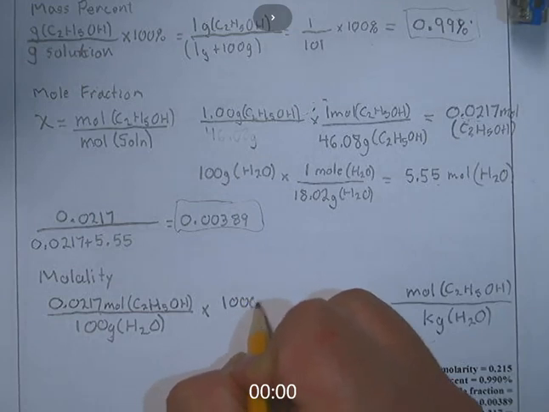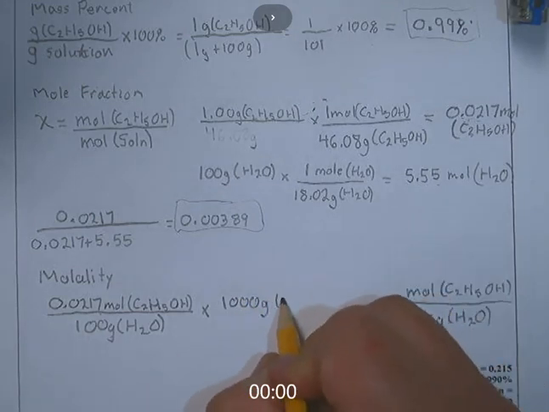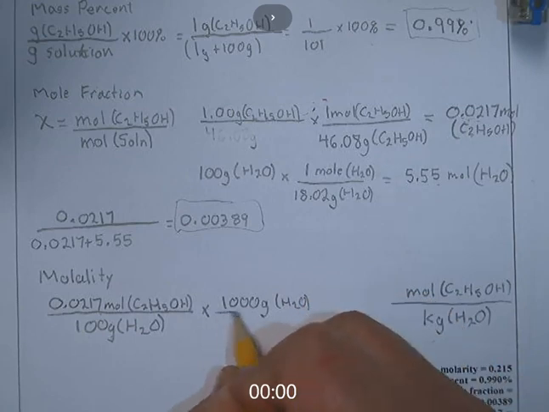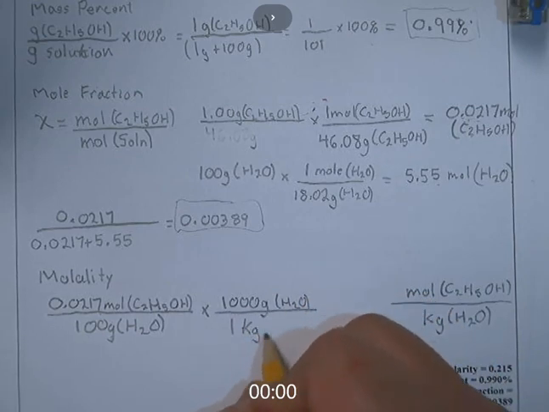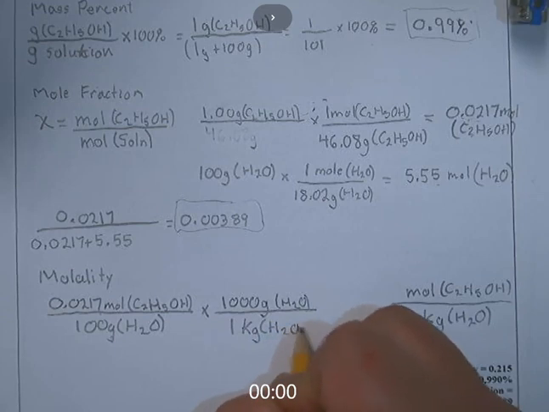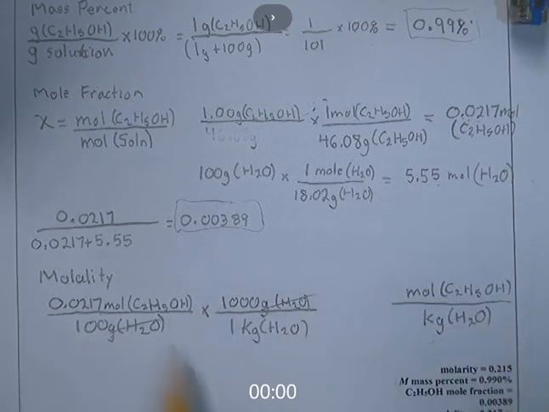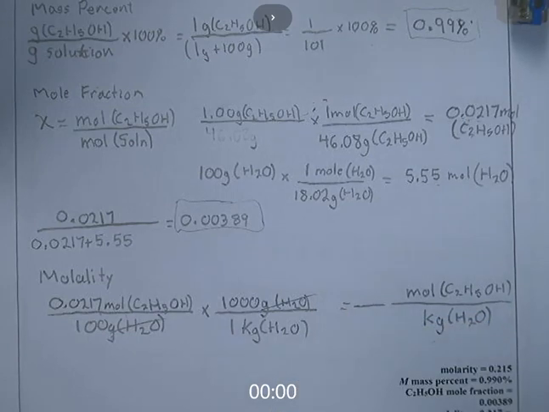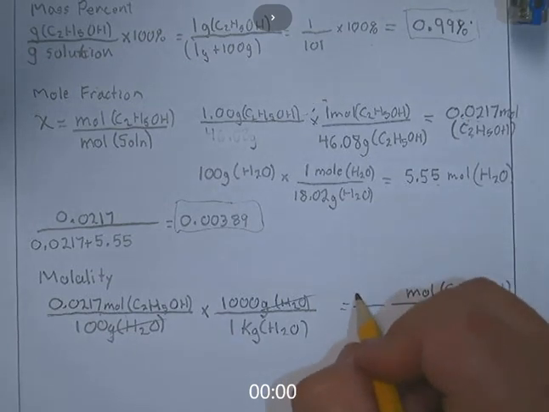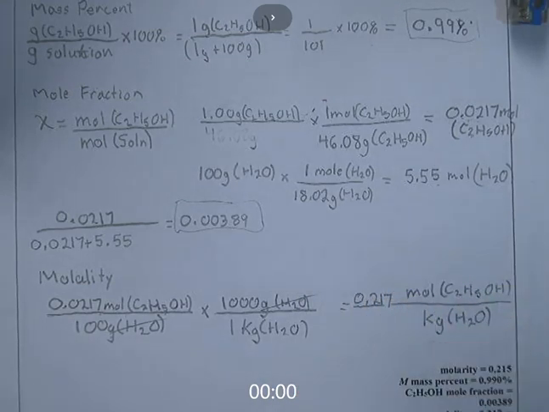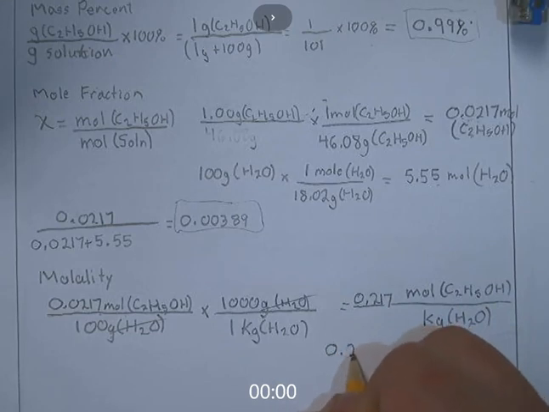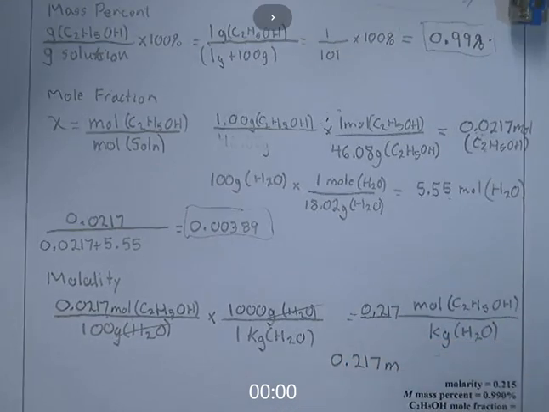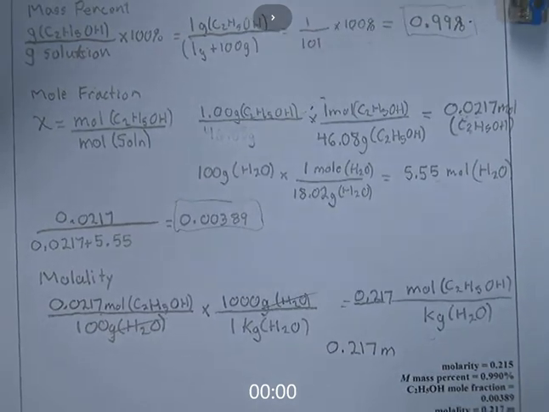There's 1,000 grams of anything, but in this case we're interested in H2O, for every 1 kilogram of H2O. Grams of H2O cancels grams. I have moles of ethanol over kilograms of water. That's exactly what I want for my final answer. So you crunch the numbers on that, and you get 0.217, and properly that should be written as 0.217 small m for molality. Okay, and that's the end of that problem.